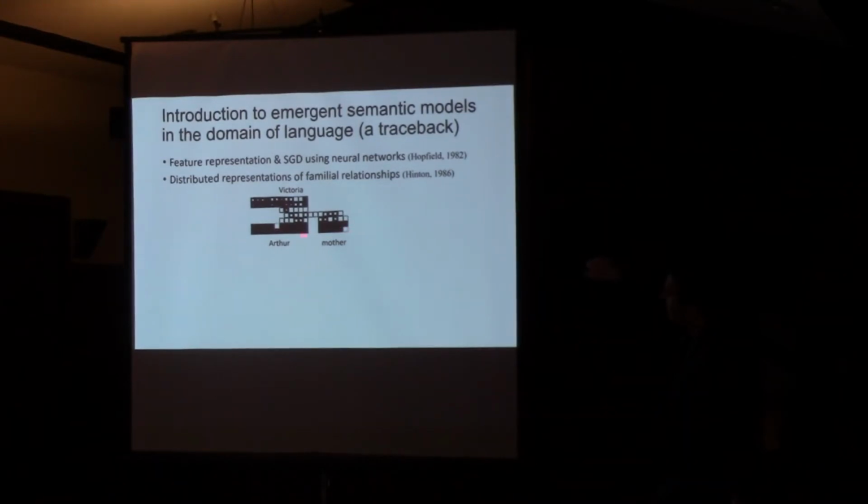And so what happens here, since this is a neural network, Arthur has a bunch of weights that represent a vector, and then they're getting added with the vector for mother. And then you get these activations across all the 16 family members, and the one that has the highest activation is Victoria, which is Arthur's mother.